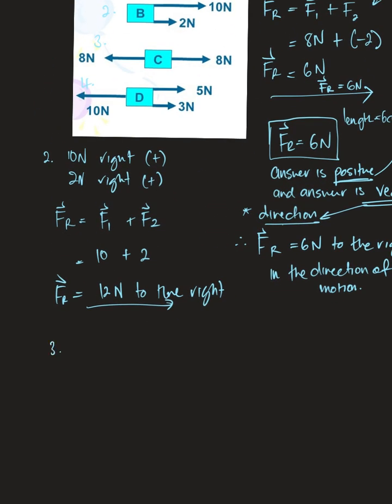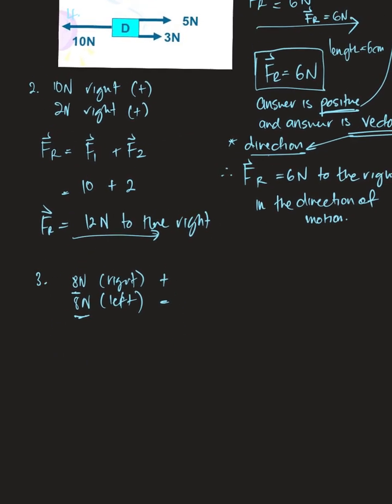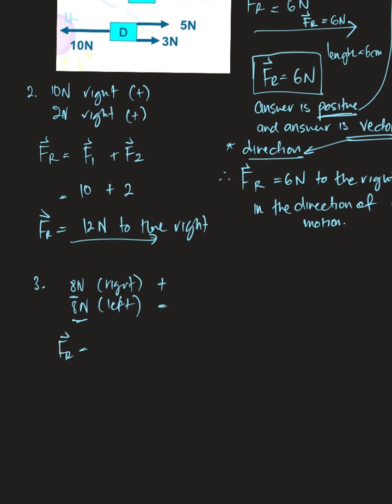Right, let's have a look at the next one. Question 3. Please make sure you write down these questions. For question 3, they've given me 8 newtons to the right, and they've given me 8 newtons to the left. So I've got a positive here and a minus, and the magnitudes are both 8. So I'm going to say FR is equal to F1 plus F2, which is equal to 8 plus minus 8, which is going to give me 0 newtons.